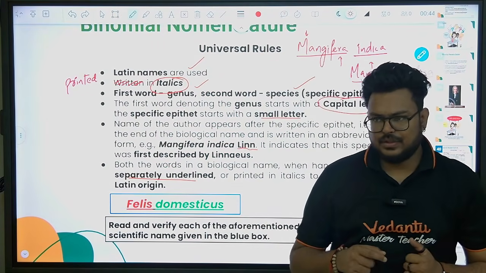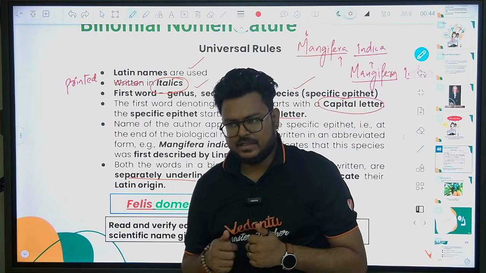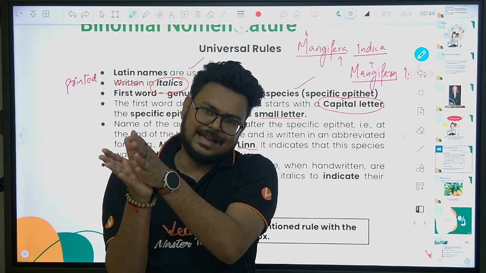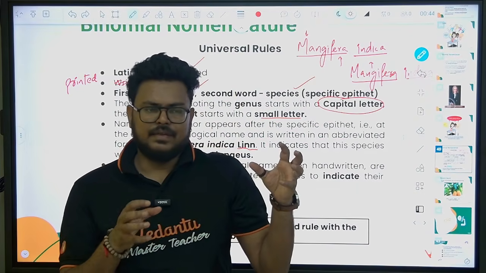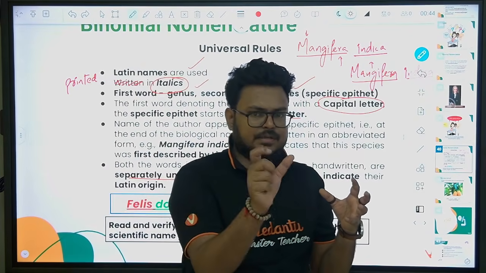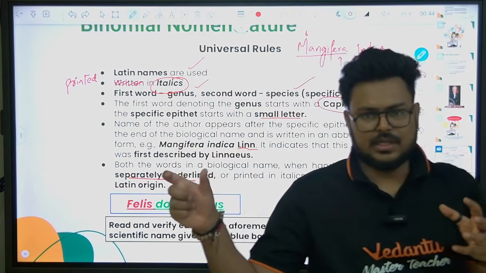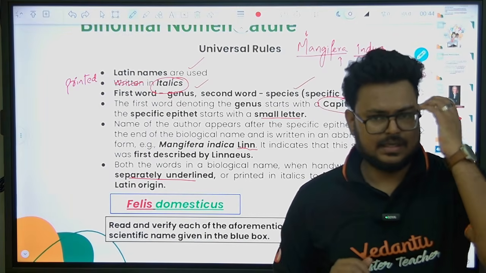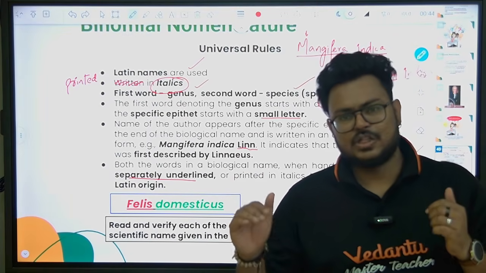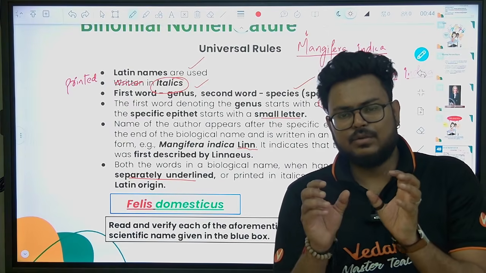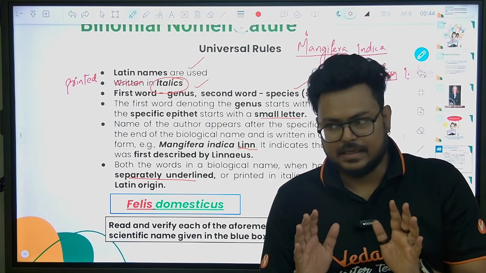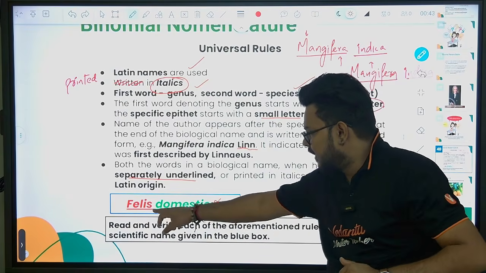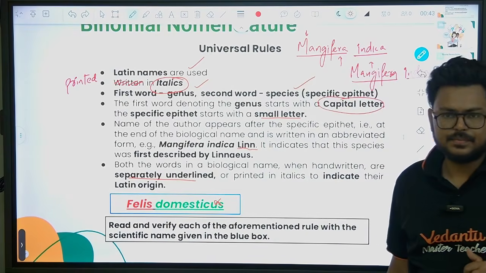What are the basic features of binomial nomenclature? It will be in Latin language. When it is printed, it will be in italics. When we are writing it, the genus name should come first, then the species name. The genus name's first letter should be capital, the species name should be small, and we have to underline them separately. The one given here is incorrect because the lines are completely joined together.